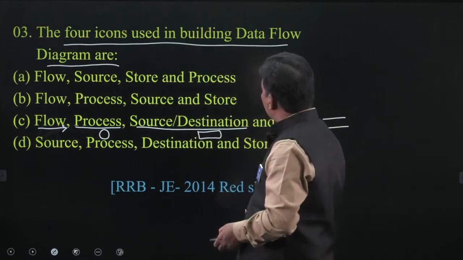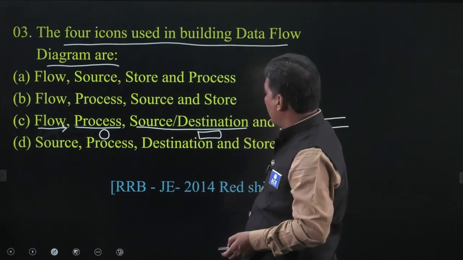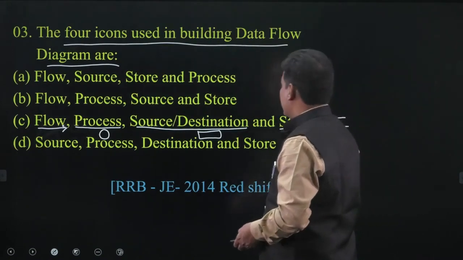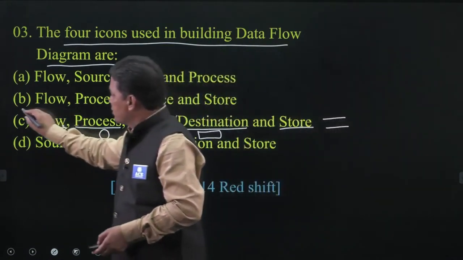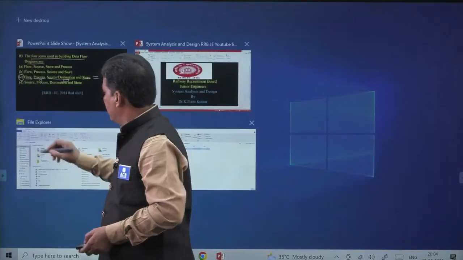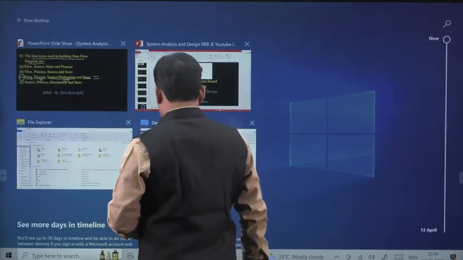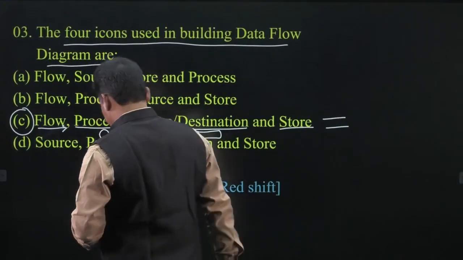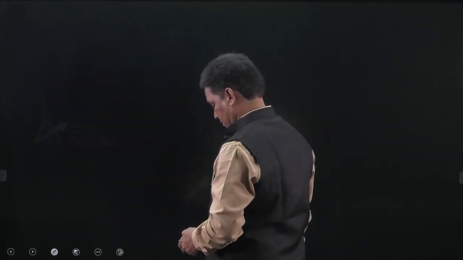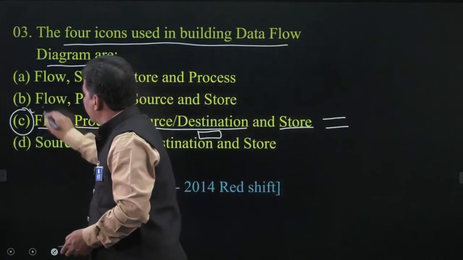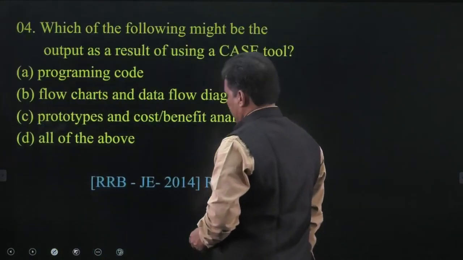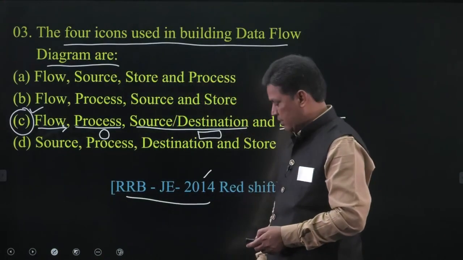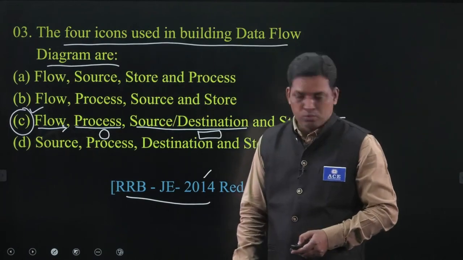So the four icons used in building data flow diagrams are flow, process, source or destination, and store. So the answer is C. The answer is C, right? Coming to the next one, this question was asked in RRB JE 2014.